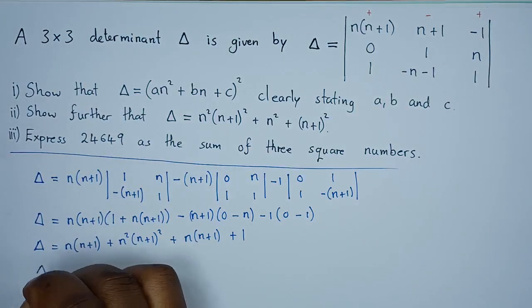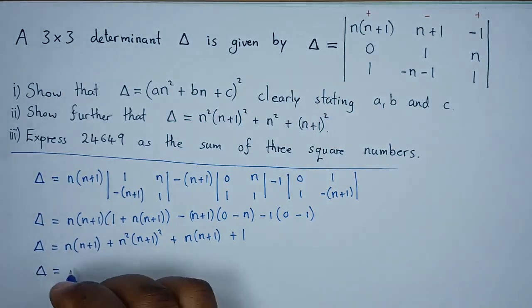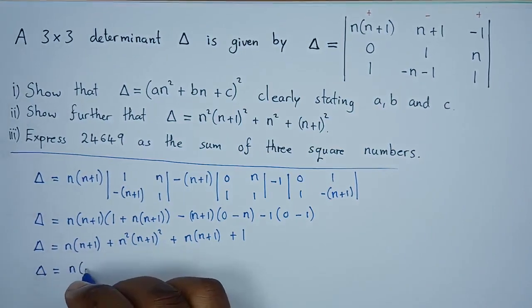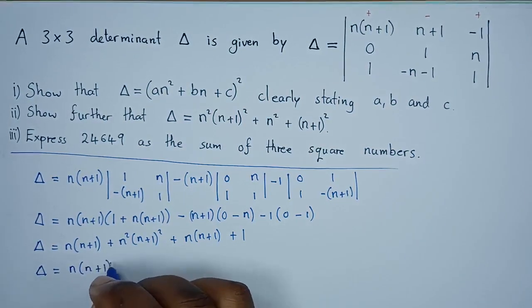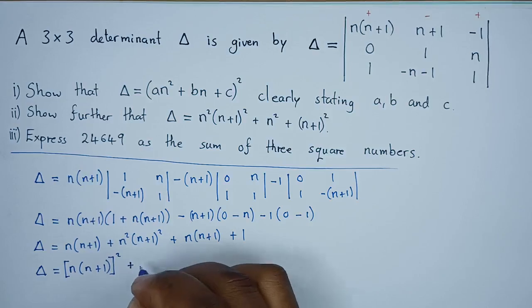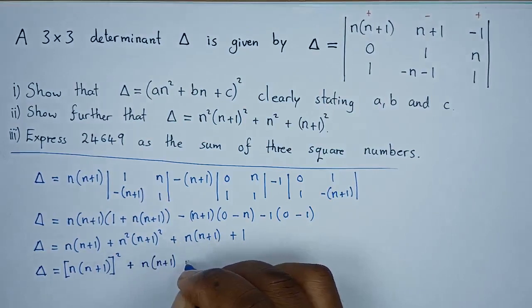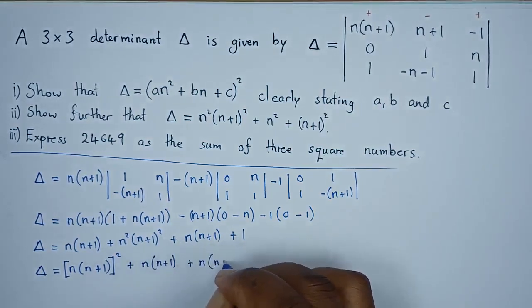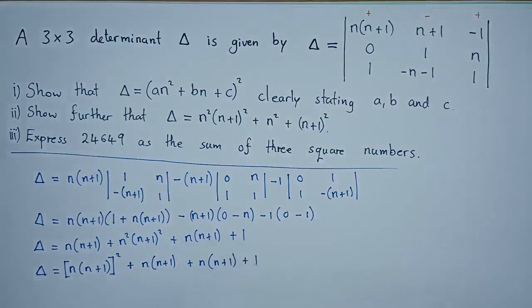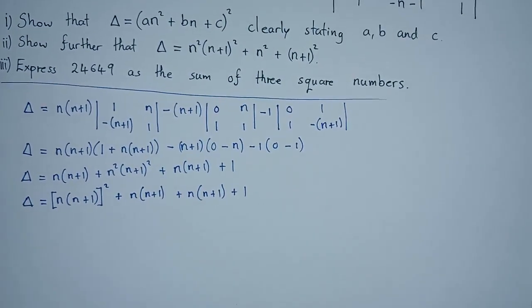So the determinant will be equals to, so let's start with this part, which is n, open bracket, n plus 1 in brackets squared. Then we have these two. They're like terms, but don't put them together. Let's just leave them separate. We have n plus 1 plus n plus 1 plus 1. This is what we have. Okay. Let's see how it proceeds from here.